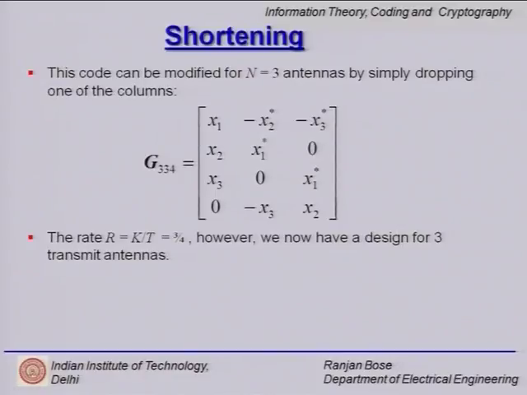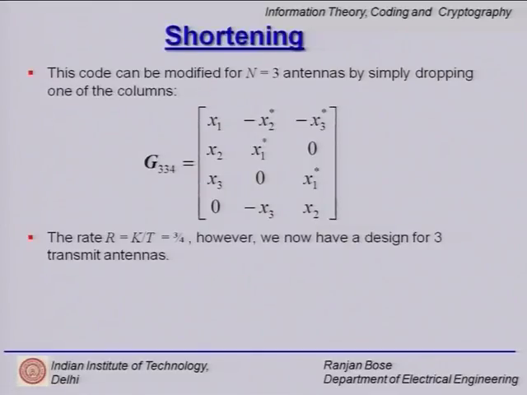Now, let us talk about shortening, where we had earlier observed that it is possible to obtain code designs with fewer antenna elements simply by dropping columns. Why? Columns represent what you transmit from a certain antenna. So this column represents what you send from antenna element 1, this column represents what you send from antenna element 2 along the 4 time slots, and this from antenna element 3 across the 4 time slots.